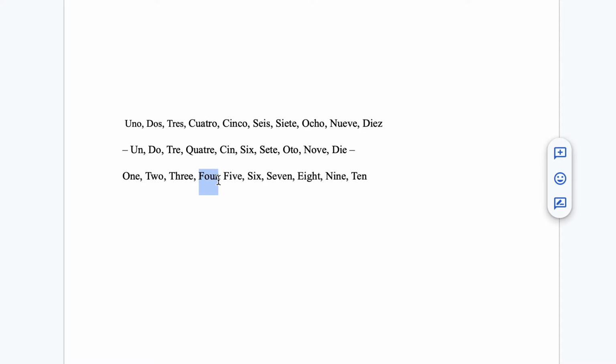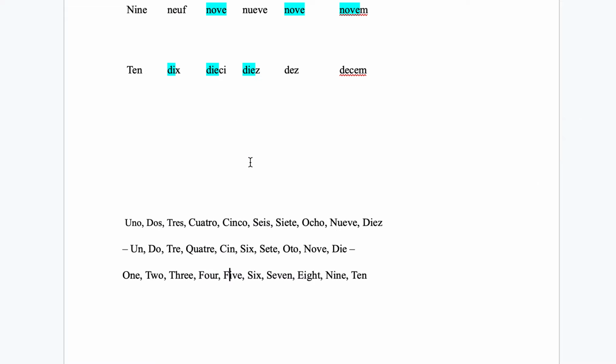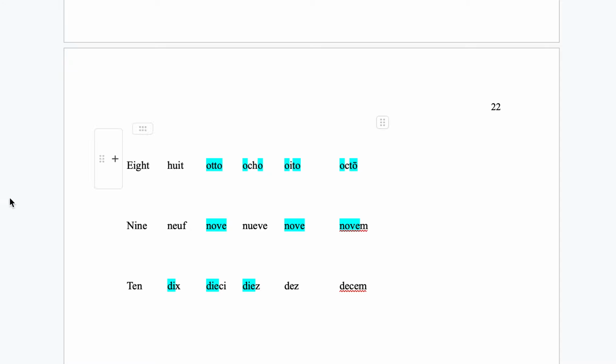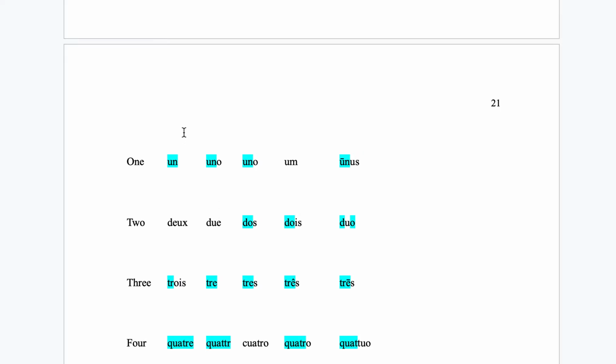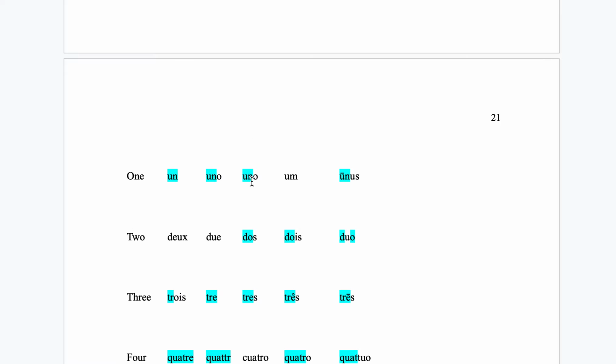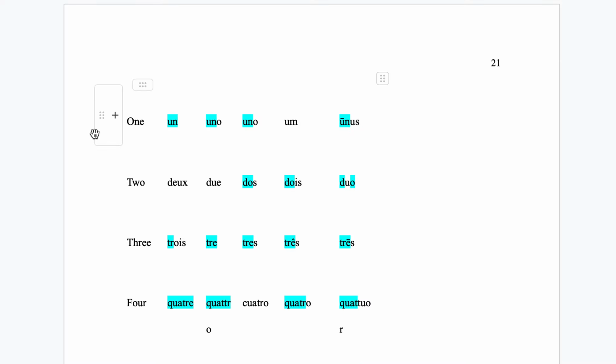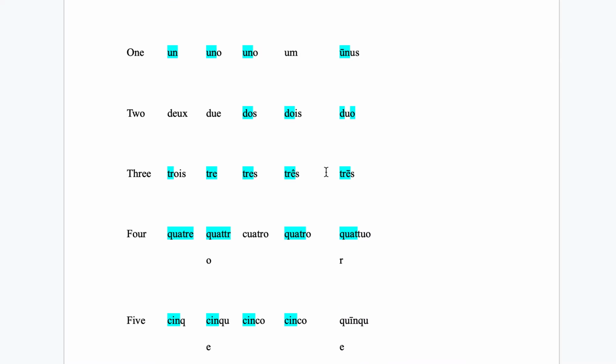Saying "four" doesn't sound nice. Quatre, that sounds nice. It's a matter of fact. Nobody's going to say "four" is better than quatre. And then there's all, so it's English, French, Italian, Spanish, Portuguese, and Latin. And then it goes 1, 2, and onwards.